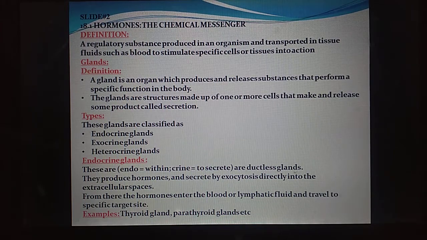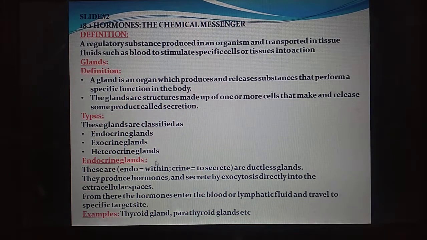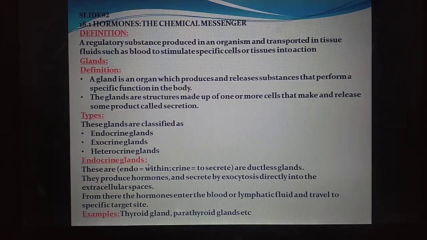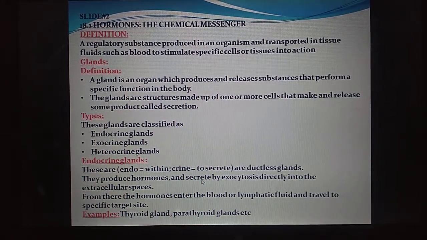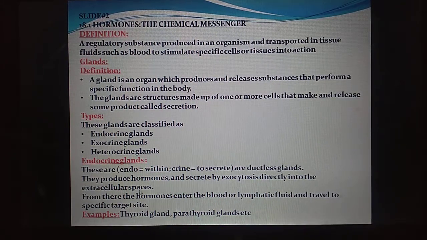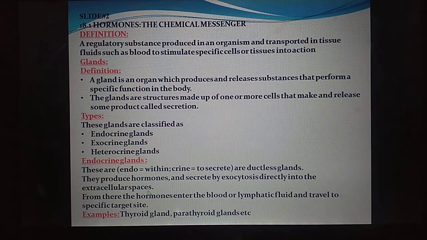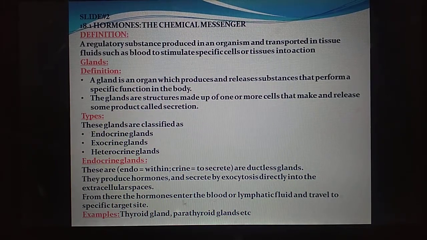So these are ductless glands. The secretion of endocrine glands is called hormones. They produce the hormones and secrete them by exocytosis directly into the what? Directly into the extracellular spaces. And then through the blood they come towards the targeted cells. From there, the hormone enters the blood, or, as you see over here, the lymphatic fluid, and travels to a specific target site.